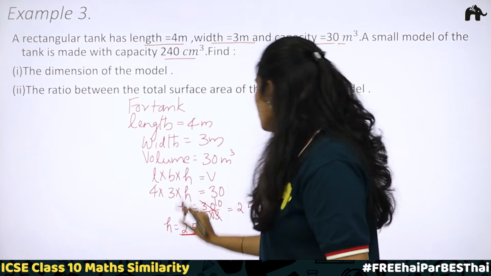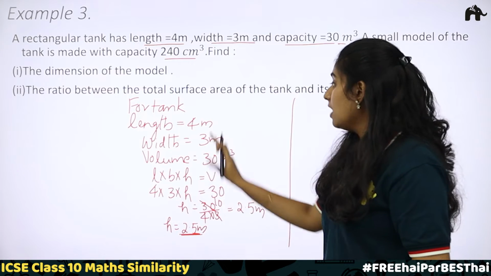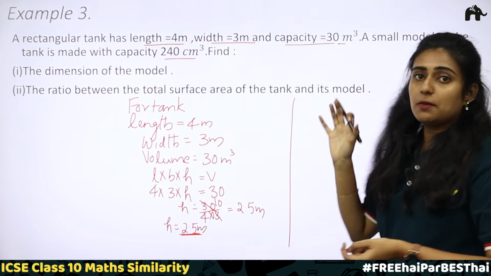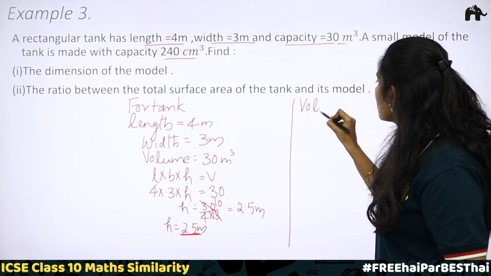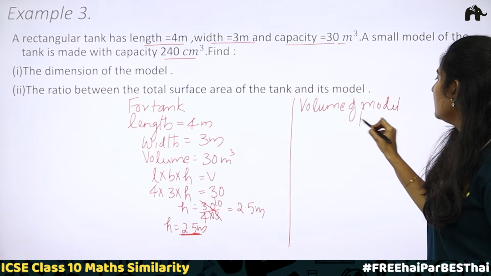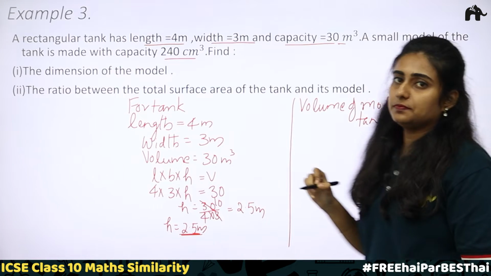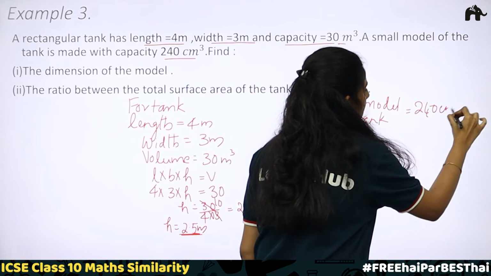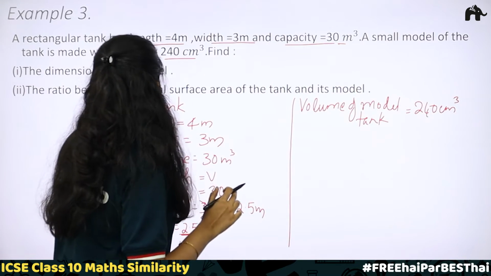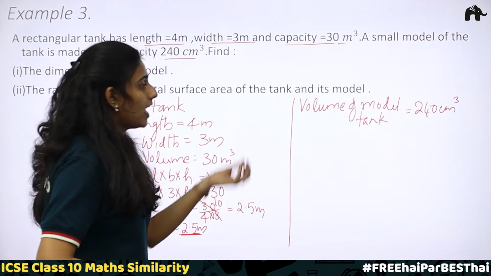Okay. We got the length, breadth and height of the original tank. Also, we know the volume of the tank. What else is given? We are making a smaller model. Volume of model tank is equal to 240 centimeter cube. It is given in centimeter cube. We have to find the dimensions of the model. We know the dimensions of the original tank. We are going to find the dimensions of model.